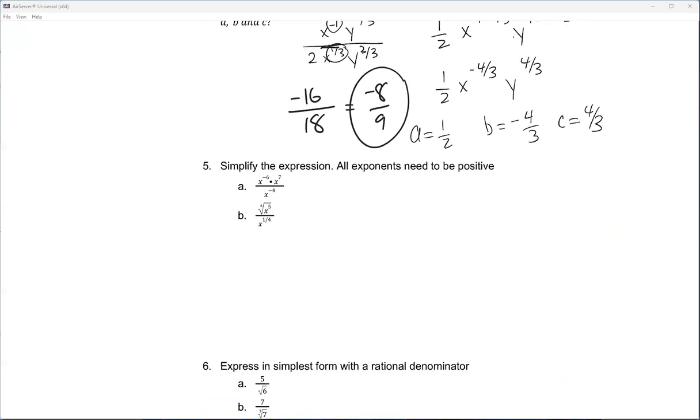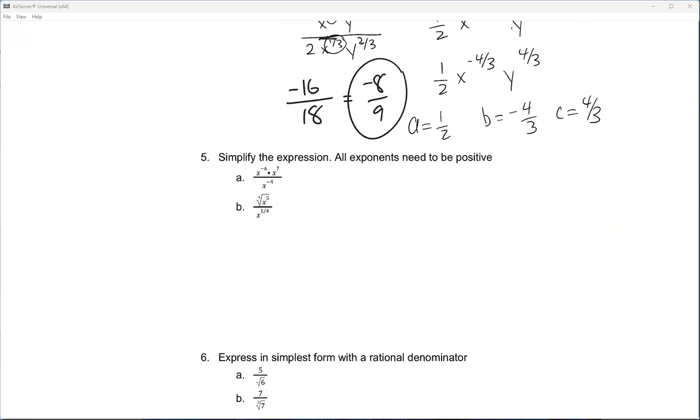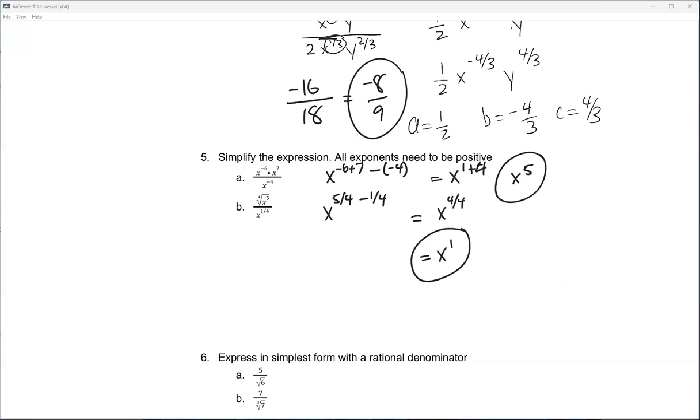Number 5, what we're going to do is add negative 6 and 7 and then subtract negative 4. Right? Because when you divide, you're subtracting. When you're multiplying, you're adding. So this is x to the first power plus 4, which is x to the 5th power. Now, letter B is x to the 5 over 4 power minus 1 over 4, which is equal to x to the 4 over 4 power, which is equal to x to the first power. Okay.